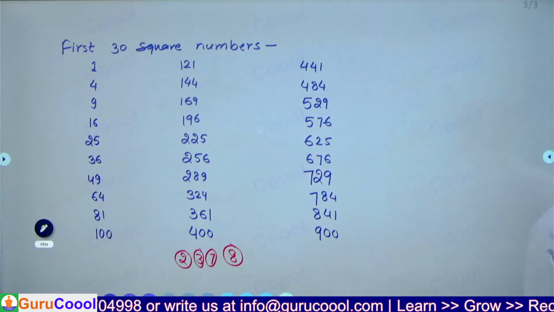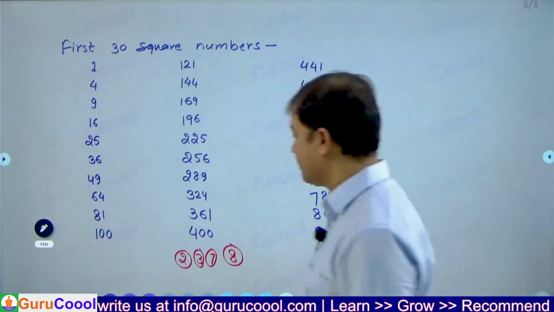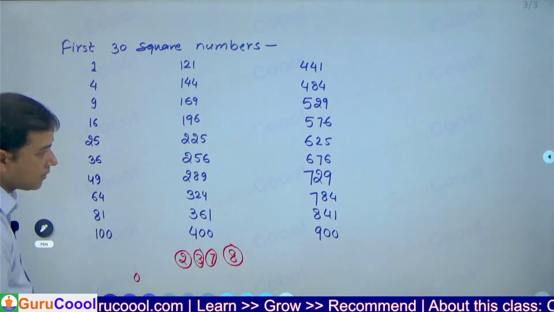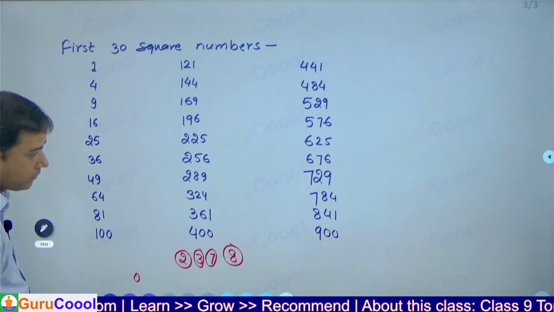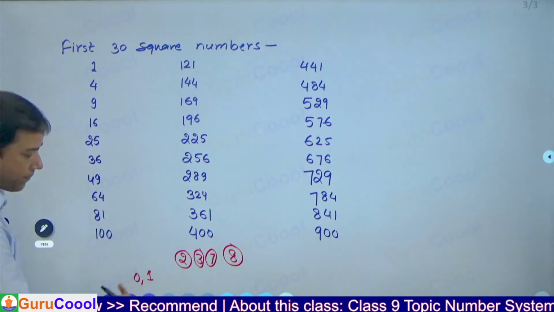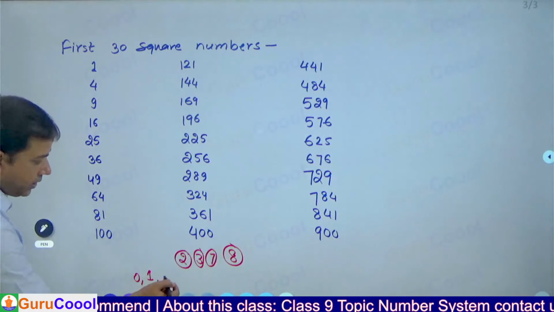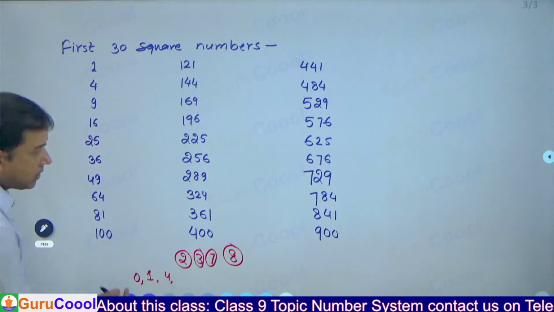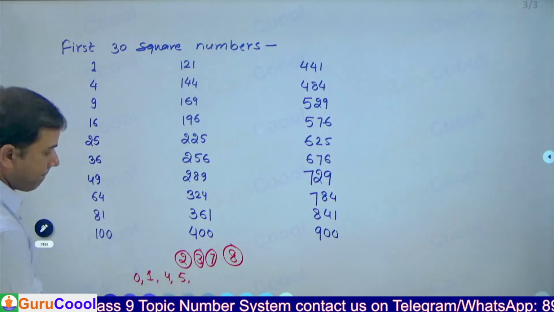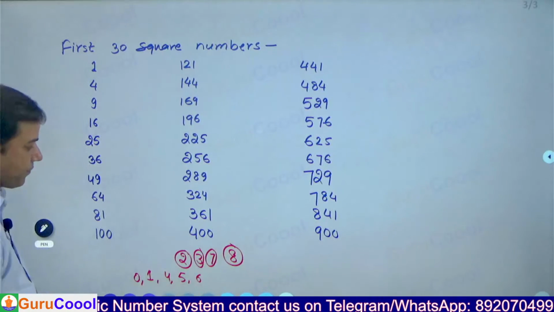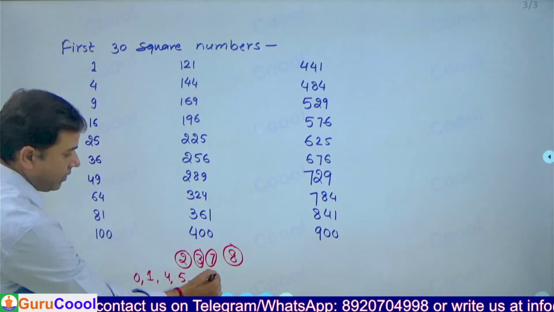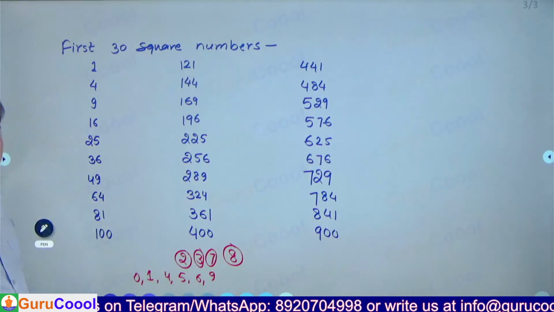No, sir. Do you see 0 at ones place somewhere? Yes, sir. Do you see 1 at ones place? Yes. Do you see 4 at ones place? Yes, sir. 5? Yes, sir. 6? Yes, sir. 9? Yes, sir.